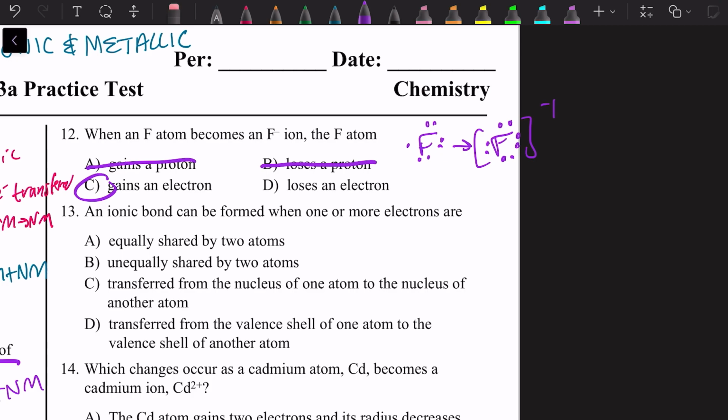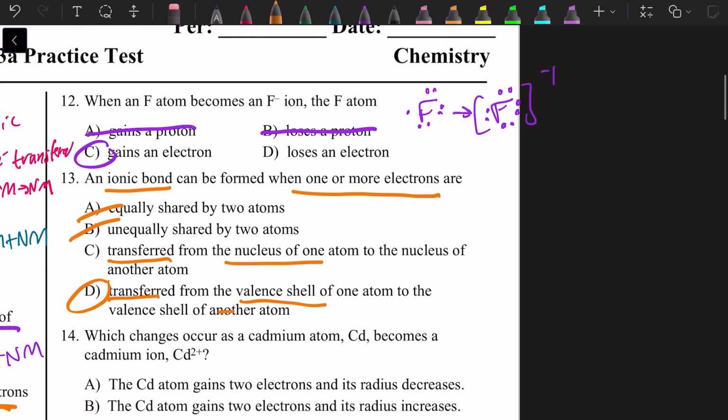Okay. Number 13, going back to definition questions, an ionic bond can be formed when one or more electrons. We know an ionic bond, electrons are transferred, so it can't be A or B. And then if we look at choice C, transferred from the nucleus or transferred from the valence shell, we know from unit 1, electrons live in the valence shell, and that's where they are transferred from. In the nucleus, you have your protons and your neutrons.